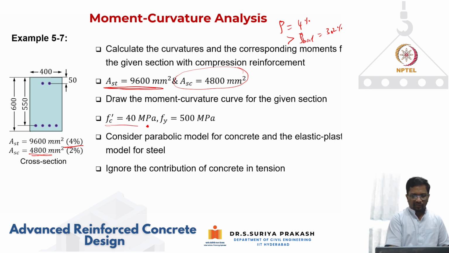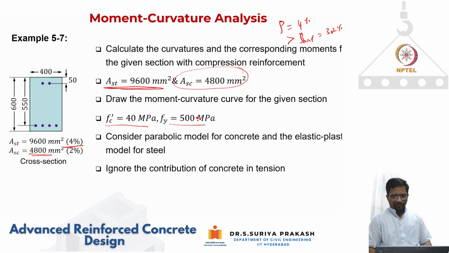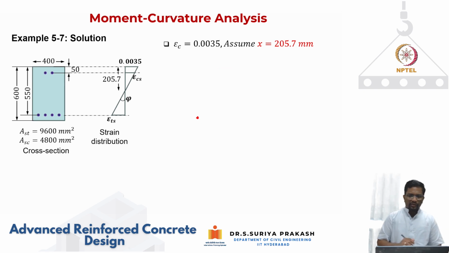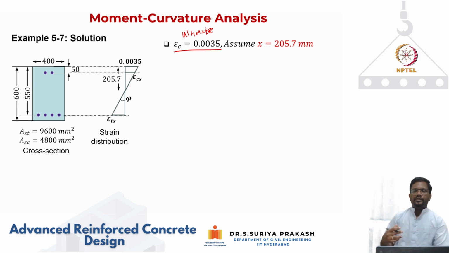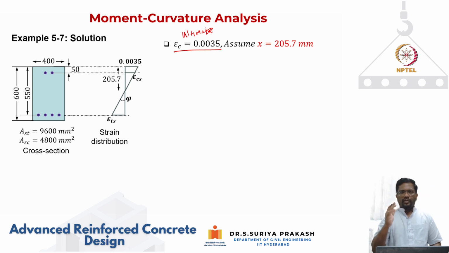Same compressive strength of 40 megapascal and yield strength of 500 megapascal that I'm taking. Now let's look at it. I am doing the analysis for the ultimate condition, when the concrete at top reaches its compressive strain of 0.0035. So this is your ultimate condition. I'm doing it for only one point. You can repeat this exercise in an Excel sheet for different epsilon c, like what we discussed in the previous cases. Just to illustrate the point, we are doing analysis only for the ultimate condition.